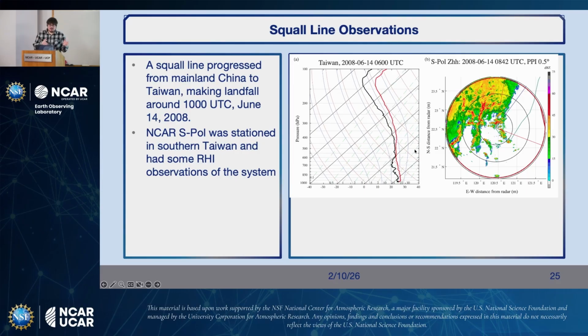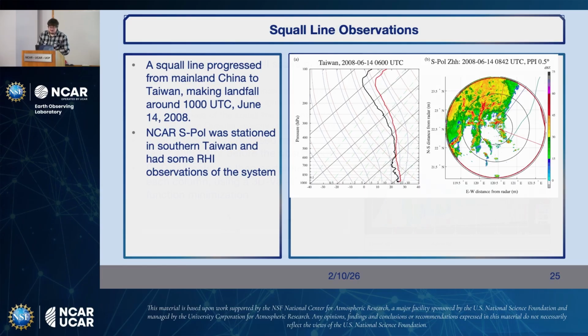Now, let's actually get to a real-life example of applying the whole process and seeing what we can get out of it. So there's a squall line that progressed from mainland China to Taiwan during the TiMREX campaign on June 14, 2008. S-POL was used during the field campaign, so we can use that data and see what we can do with it. You have no idea how long I looked to find RHI observations of squall lines that are publicly available. It's really, really challenging. So maybe we can do that more.